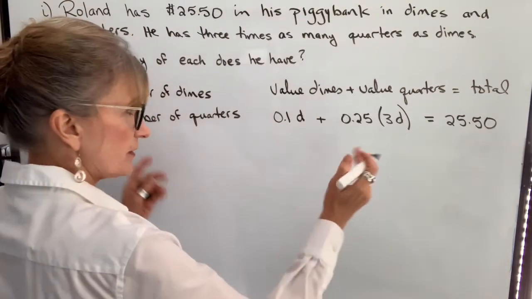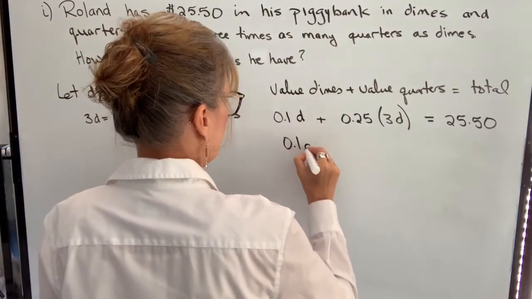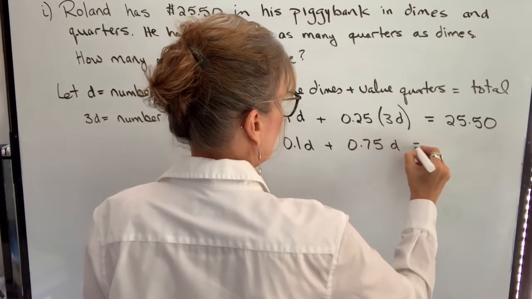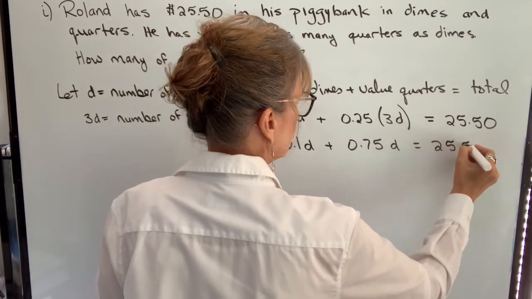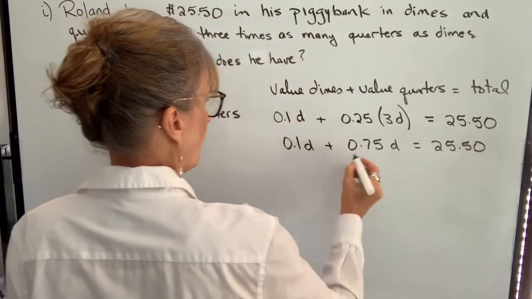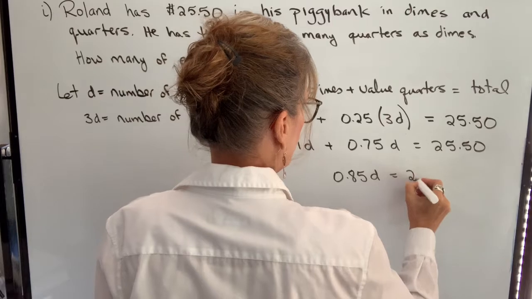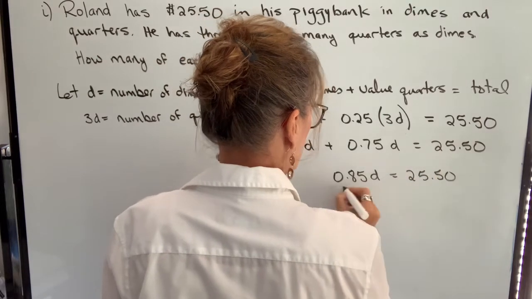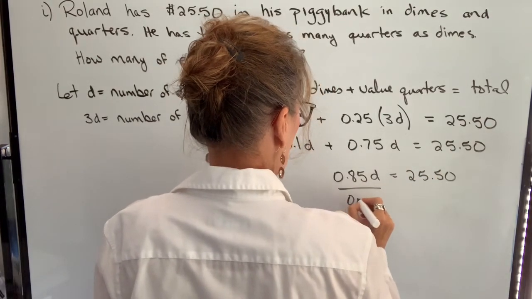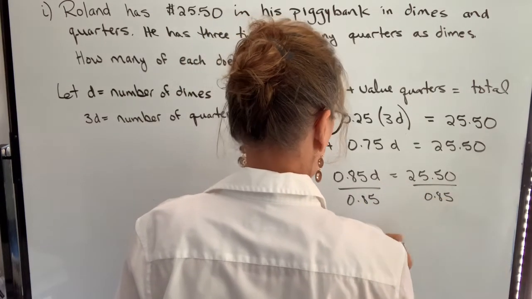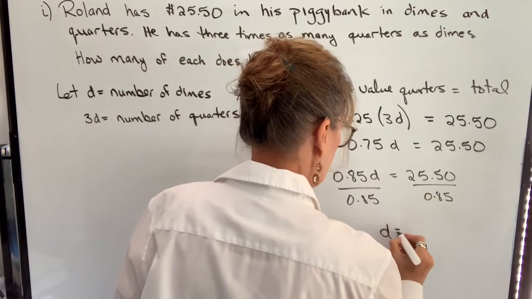So now we're just going to solve it. 0.1D plus 0.75D will equal 25.50. We add this and we get 0.85D will equal 25.50. Divide both sides by 0.85. So we solve for D. D will equal 30.